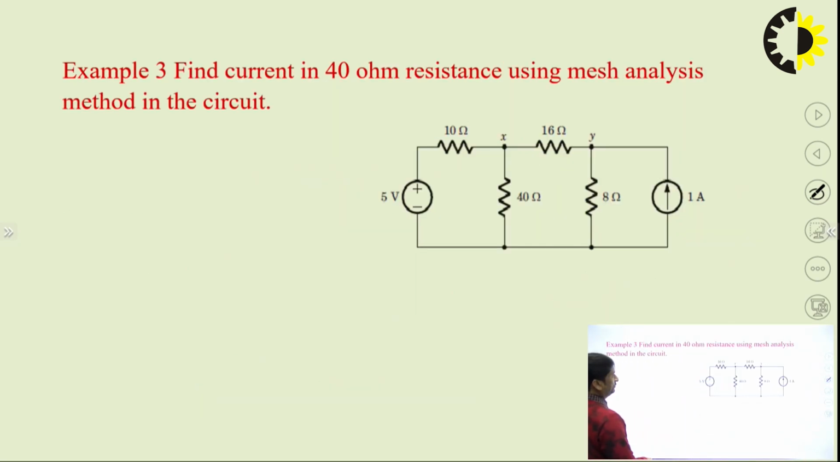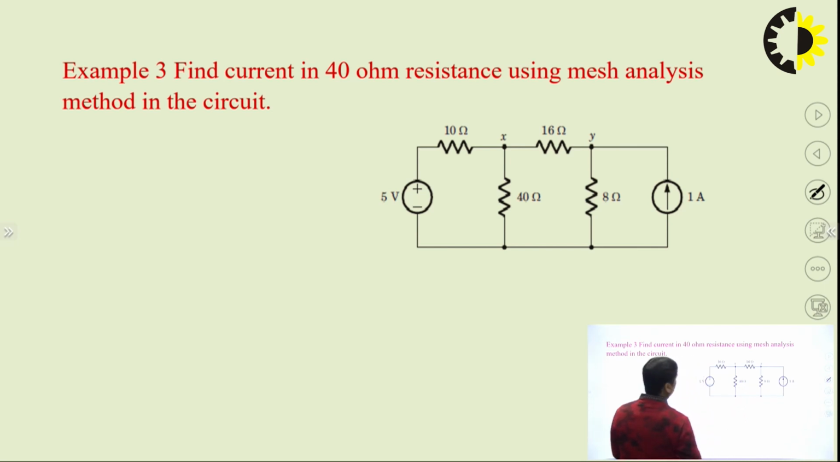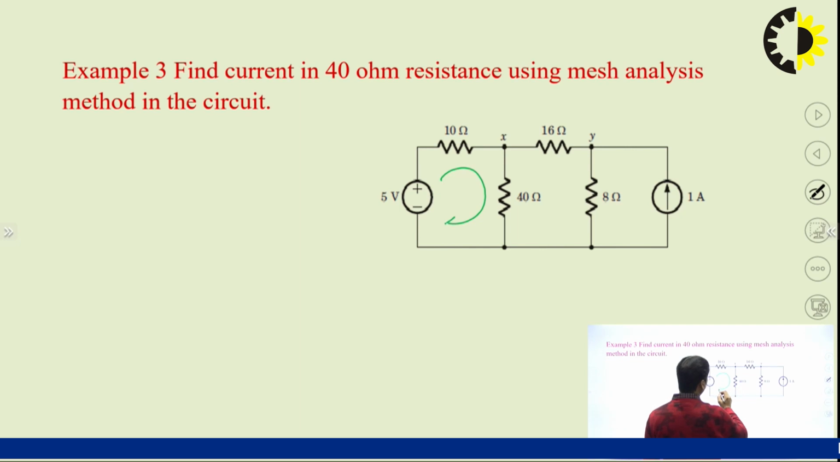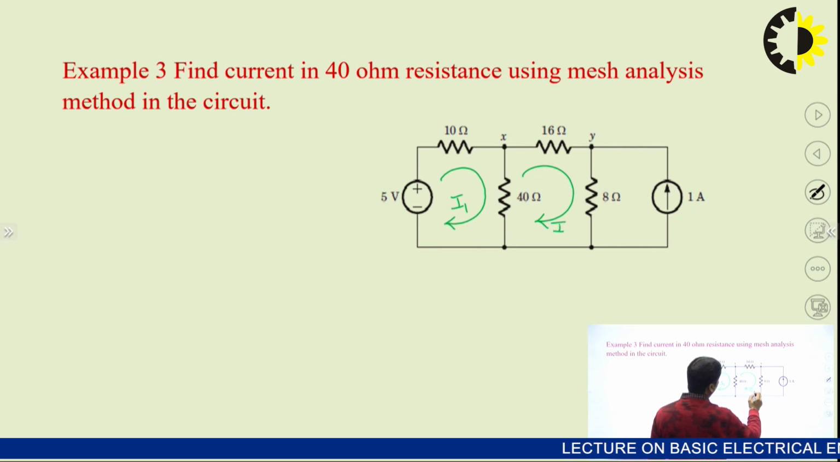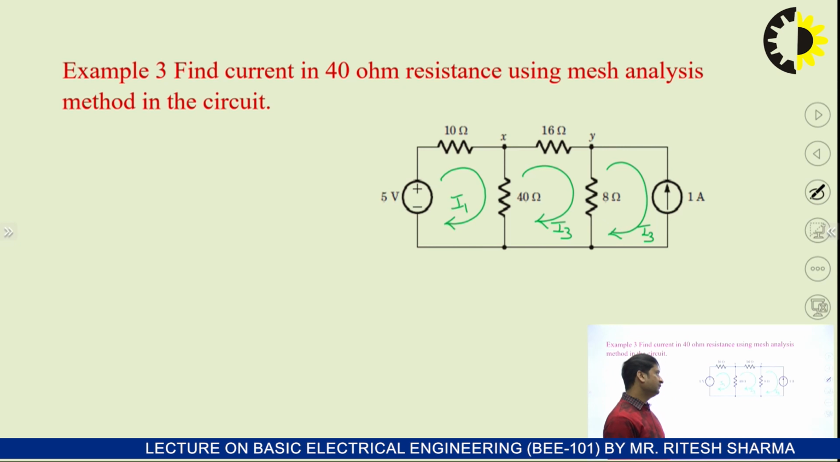Now this is another question. Example 3: find the current in the 40 ohm resistance using the mesh analysis. So in this particular branch, you have to find the current. We can see that there are 3 loops, 1, 2 and 3. Let us suppose this is loop number 1 having current I1, loop number 2 I2, and loop number 3 I3. Clear? So we just assume this.